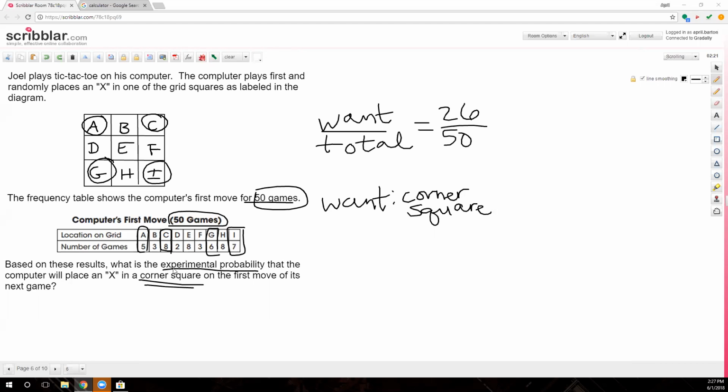So once you know the answer, 26 over 50, you may need to reduce. Our last one, 1 over 6, didn't reduce at all. 26 over 50 can reduce. When we reduce a fraction, we look for any number that divides into both the top and the bottom. So for the 26 and the 50, what's one number that would divide into 26 and also into 50?